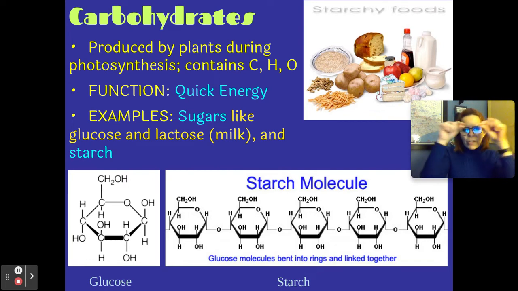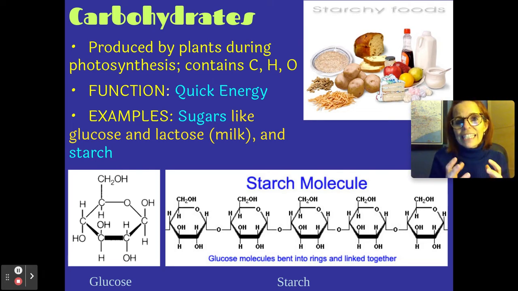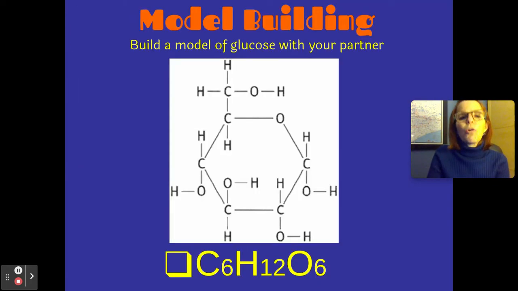So what I want you to notice is the shape. It's kind of a hexagon. On the left, we see glucose, and it's one hexagon, and I'm going to call those rings. So it's got one ring that's a hexagon shape, whereas starch has a whole bunch of hexagons or a whole bunch of rings put together. So we're going to call glucose a monosaccharide, which means it has one sugar or one ring, and we're going to call starch a polysaccharide, which means it has 3 or more rings put together. That's a whole bunch of them put together.